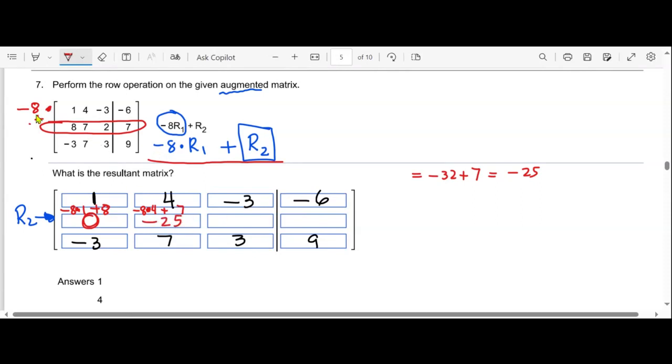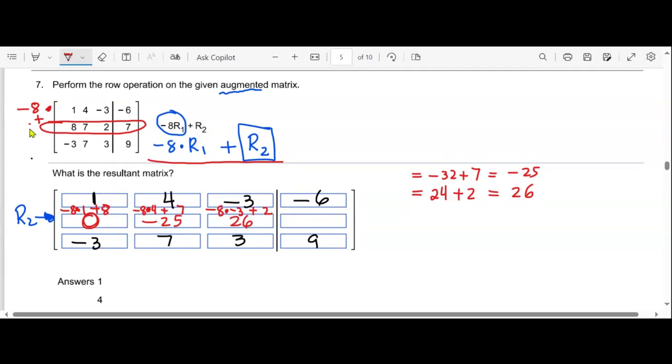Second part, we're going to multiply -8 times -3 and then add it to row 2, which is 2. So -8 times -3 is 24, plus 2. That gives you how much? 24 plus 2 equals 26.